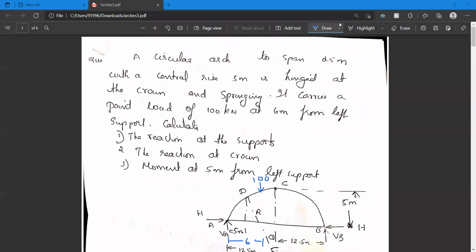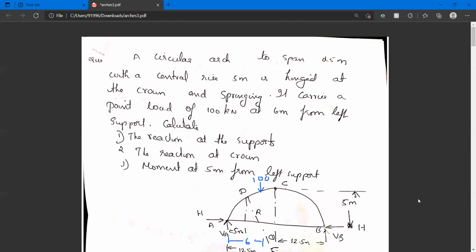Hi all, let us see some problems on arches now. We are about to see some problems on arches. Let us go through the question.